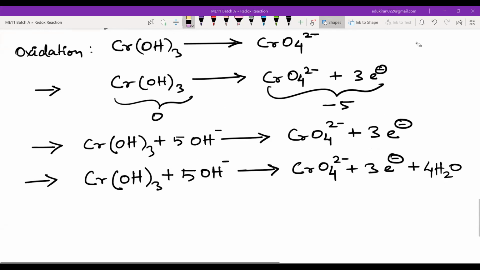Okay. So what did we have here? We had 8 oxygens here and only 4 oxygens here. So I added 4 water molecules. Now I have 8 oxygens here and 8 oxygens here. You may check for hydrogen, whether it is balanced or not. I think it is balanced. Yes, sir, balanced. Okay. Now that means we are done with the oxidation one.